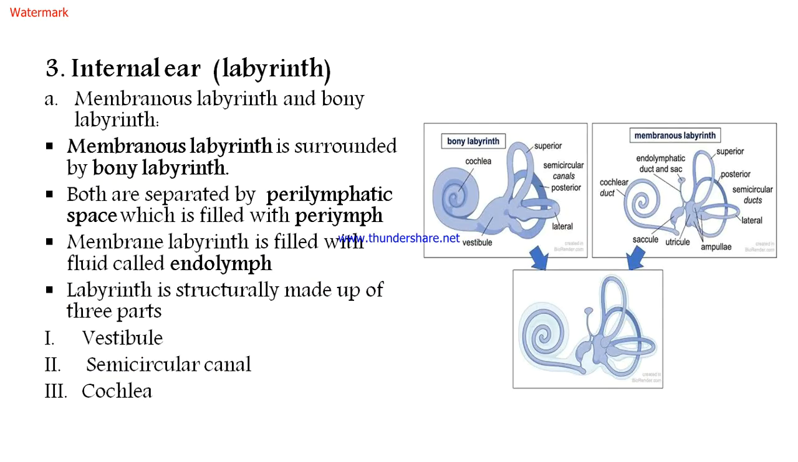Next, the third part is the internal ear. It is also called the labyrinth. There are two types of covers: the membranous labyrinth and the bony labyrinth. The membranous labyrinth is surrounded by the bony labyrinth.